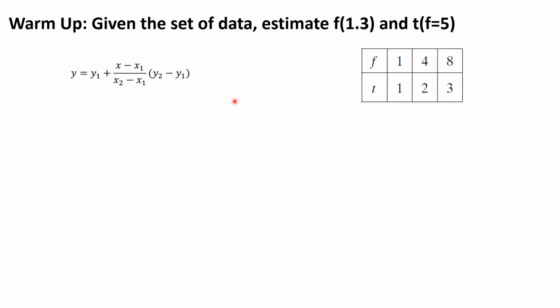So where does this equation come from? You define your points, you define your slope, and then you define the equation. Basically, this is y equals mx plus b, and then you try to interpolate in between the values. So now I gave you the equation. See if you can use it to estimate f of 1.3 and t of 5.